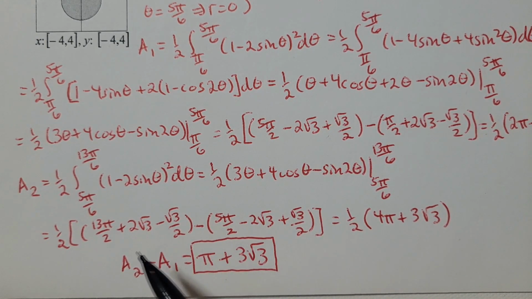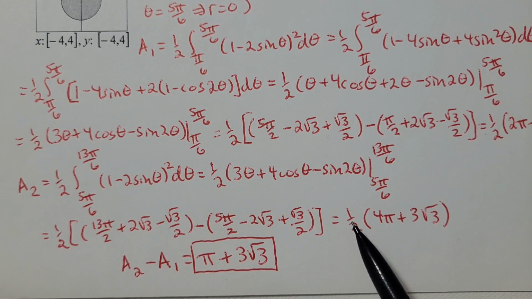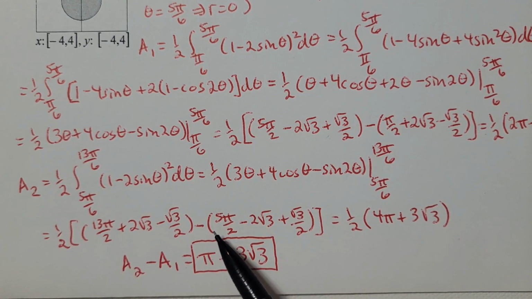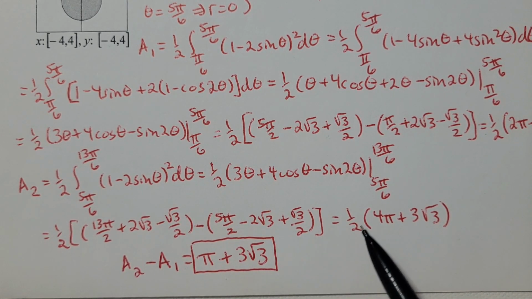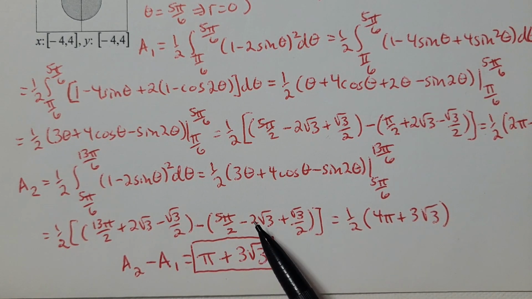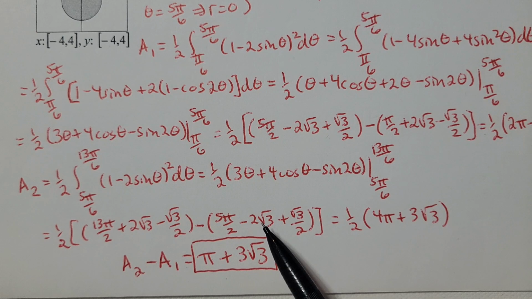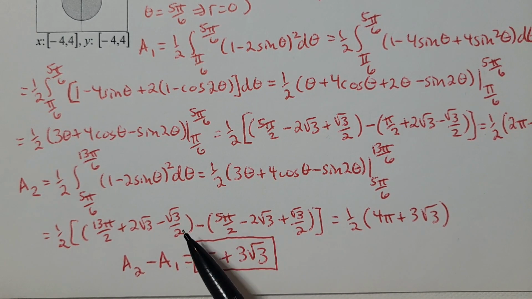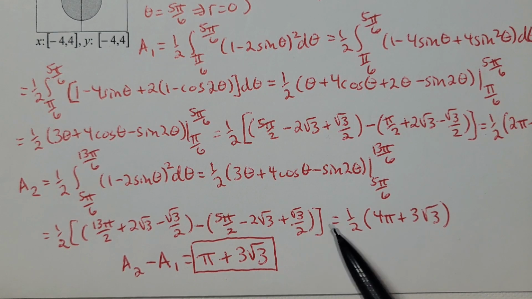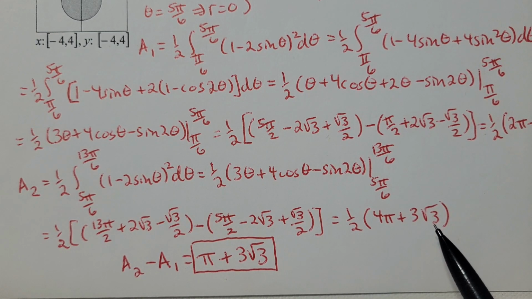So then I get 1/2 times, let's see, it's going to be 13 pi over 2 minus 5 pi over 2. That's 8 pi over 2, that'd be 4 pi, right? And then 2 root 3 plus 2 root 3, that's 4 root 3. Minus root 3 divided by 2 minus another root 3 divided by 2 is minus root 3, so 3 root 3 overall.